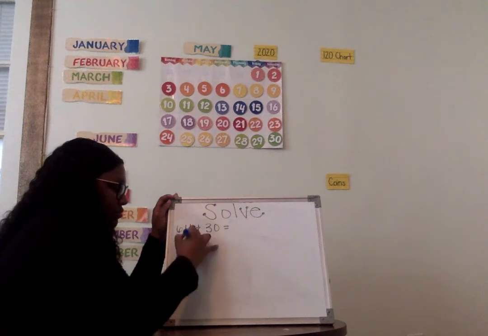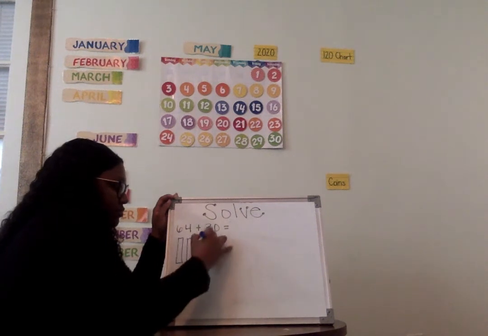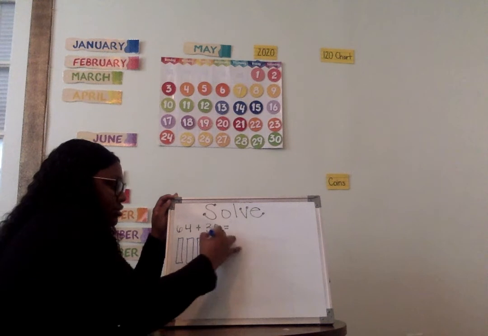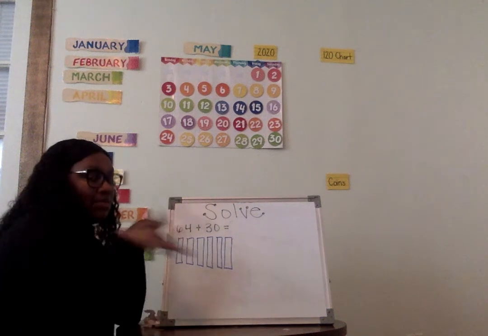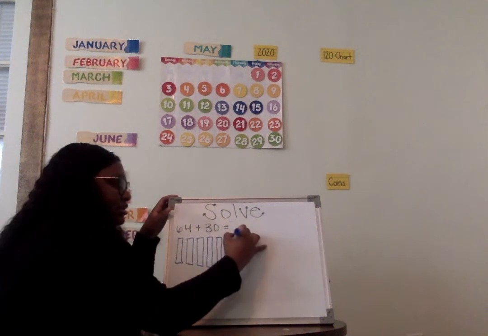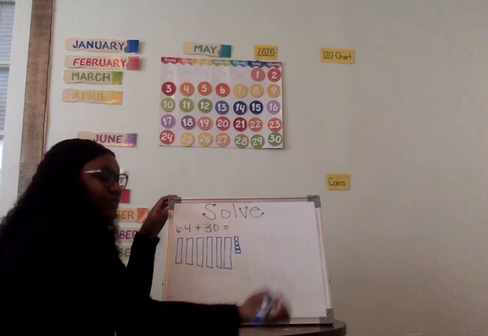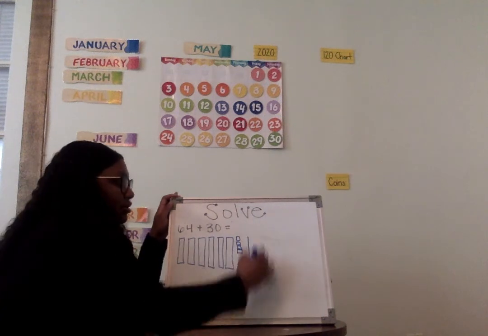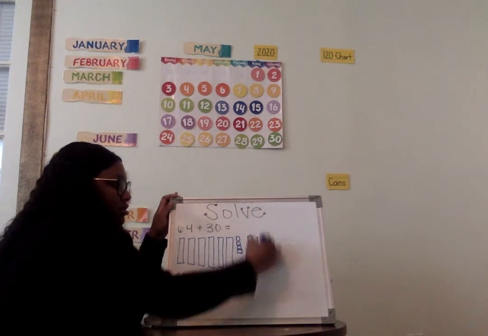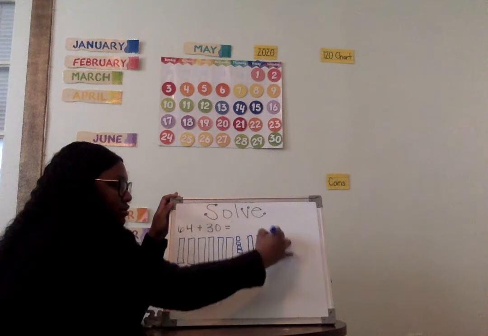10, 20, 30, 40, 50, 60. Stop, switch. Count by 1. 61, 62, 63, 64. And now I need to draw 30 more. Count with me. 10, 20, 30.